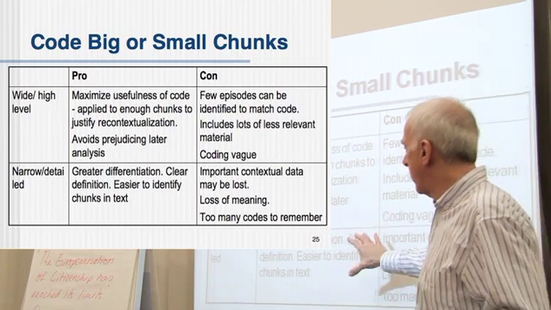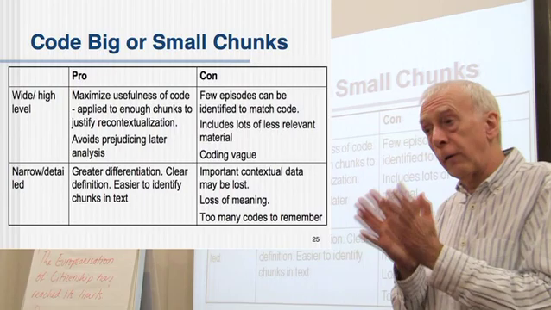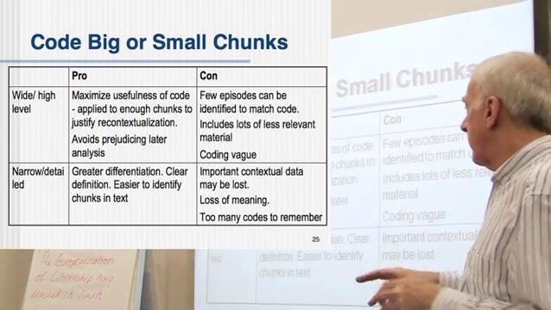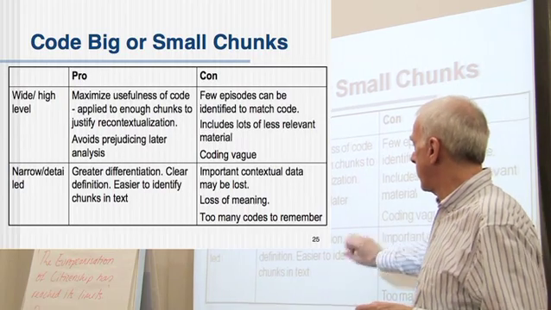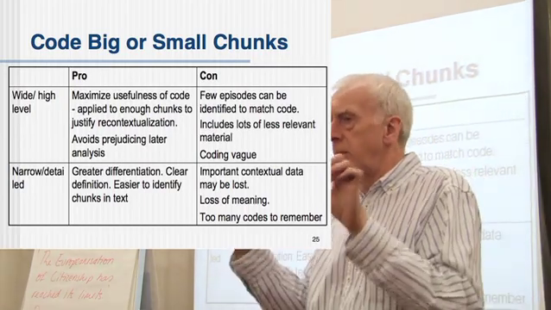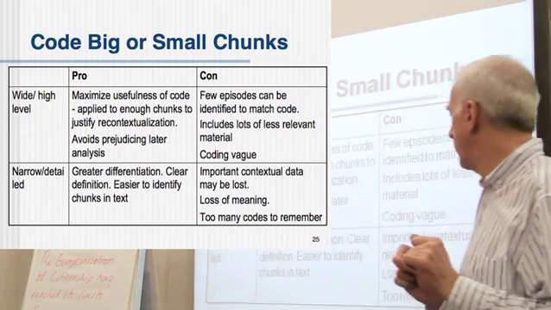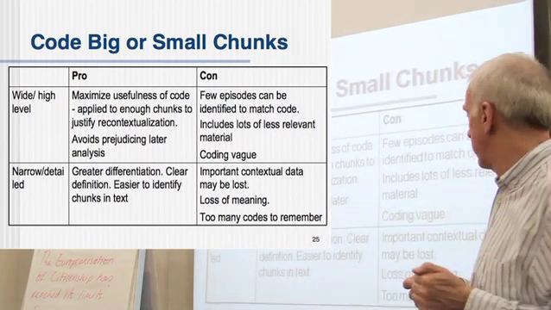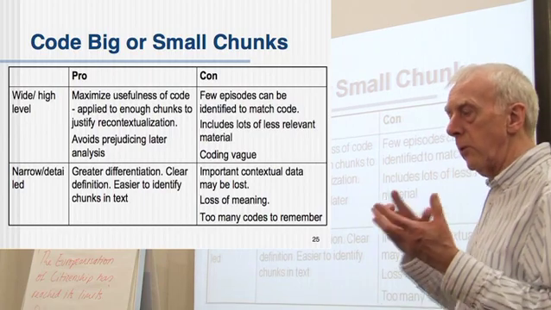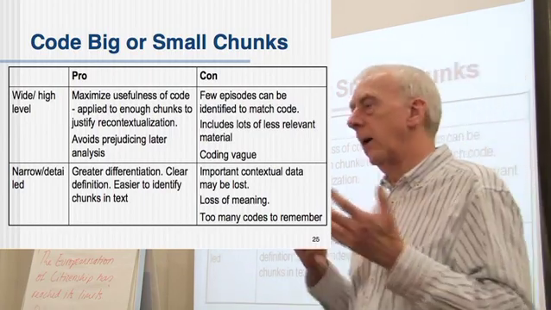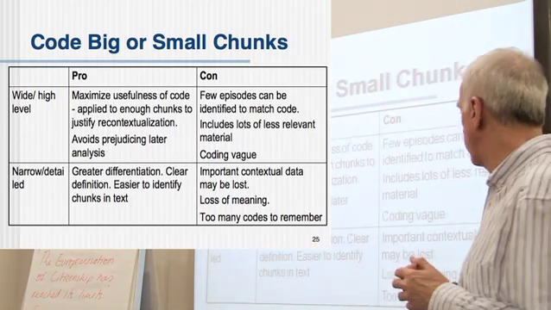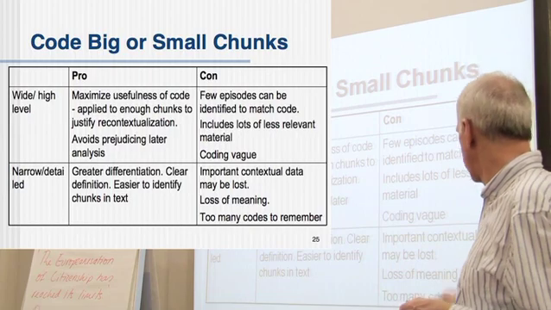On the other hand, if you have narrow or short passages, just phrases perhaps, or sentences that you're coding, that enables you to have greater differentiation. You can be more specific. This is just about this, because only these words actually are included in the code. And it's easier to identify those sections. But you're losing your contextual data. So when you retrieve that data, it's hard to know what went on before and after, because you can't see, just a few words. And you lose meaning.